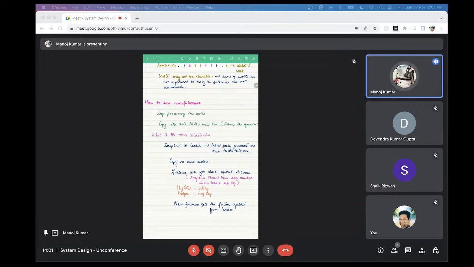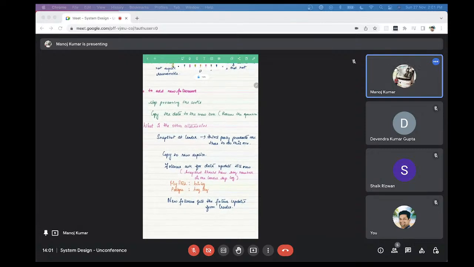But this is bad because you are blocking the writes until the new follower is ready. So what is the alternative to this? These are the problems when you are adding a new follower. So how do I solve that problem? There are different alternatives, and that's what I'm going to speak about.